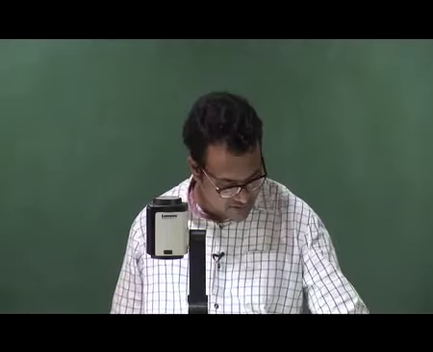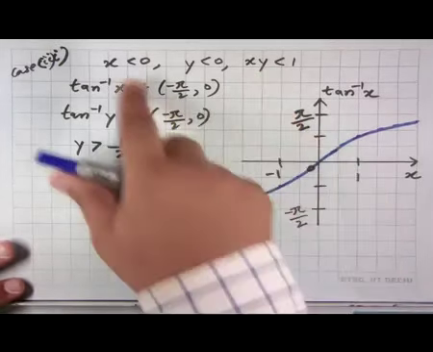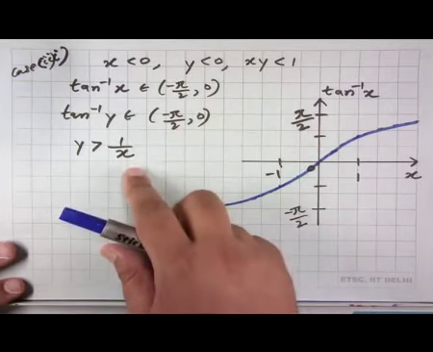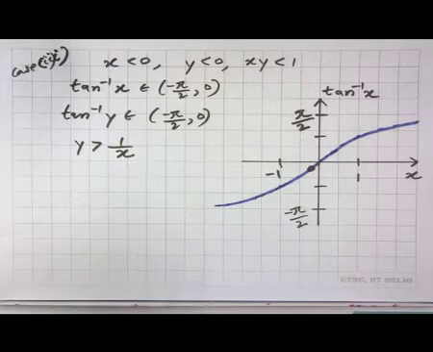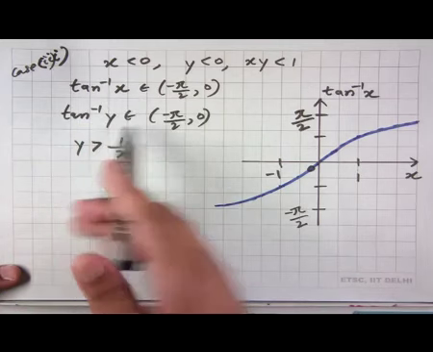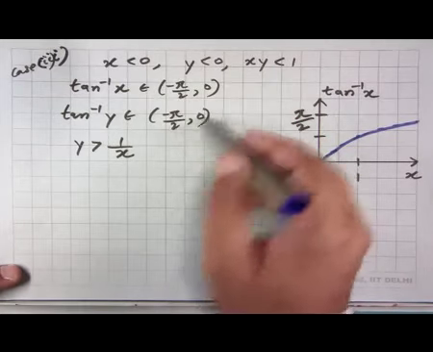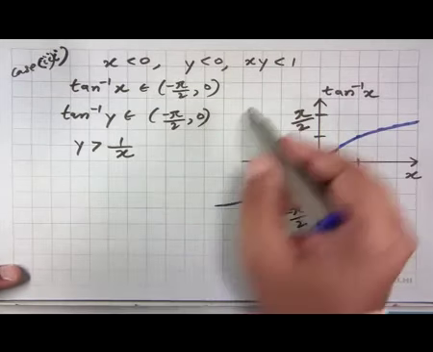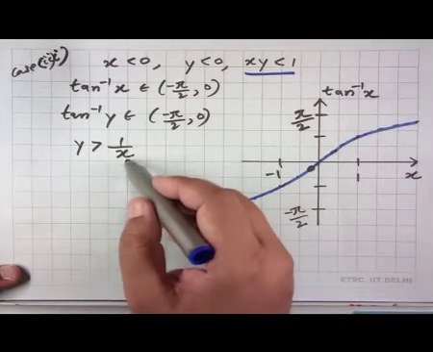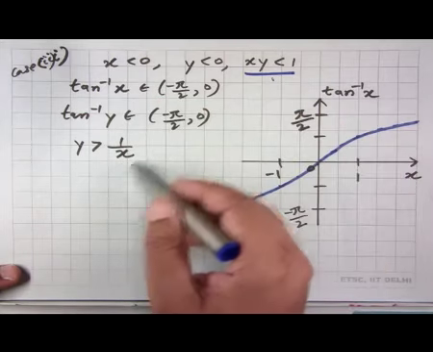Of course, the other condition is that if x y is less than 1 and both x and y are negative, then for this case also the result is very similar. Since x and y are negative, tan inverse x and tan inverse y will both belong to the interval minus pi by 2 to 0. And in this case, from here what will follow is y is greater than 1 over x, because both x and y are negative. Therefore, from here we get this condition.